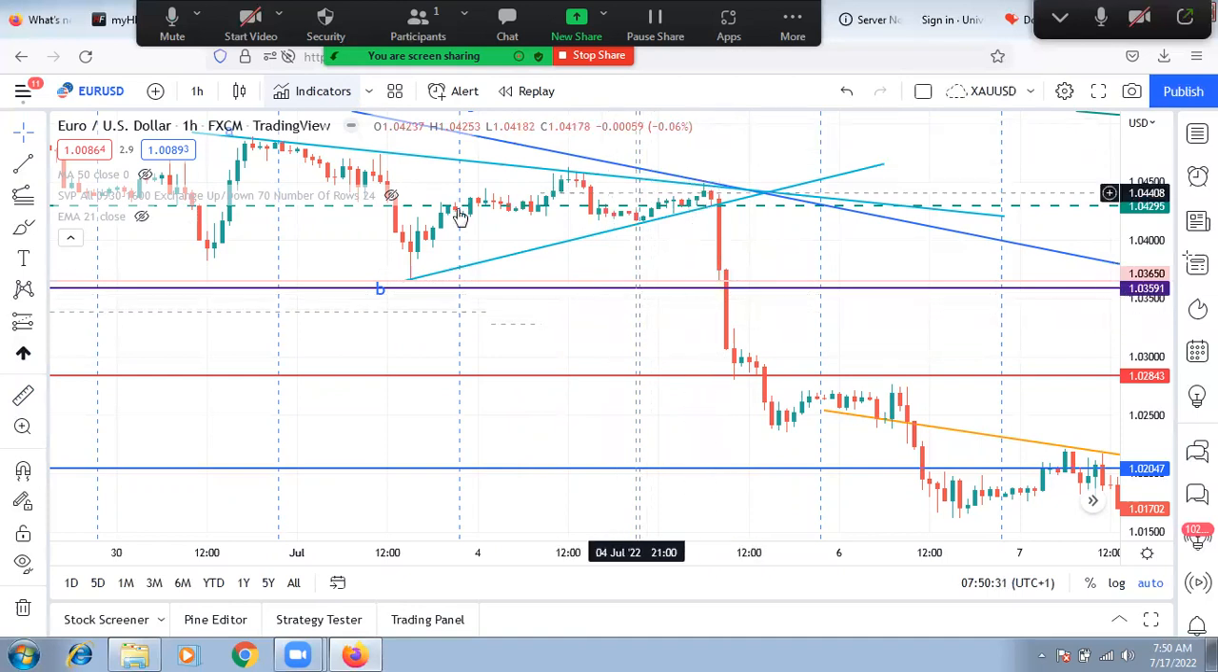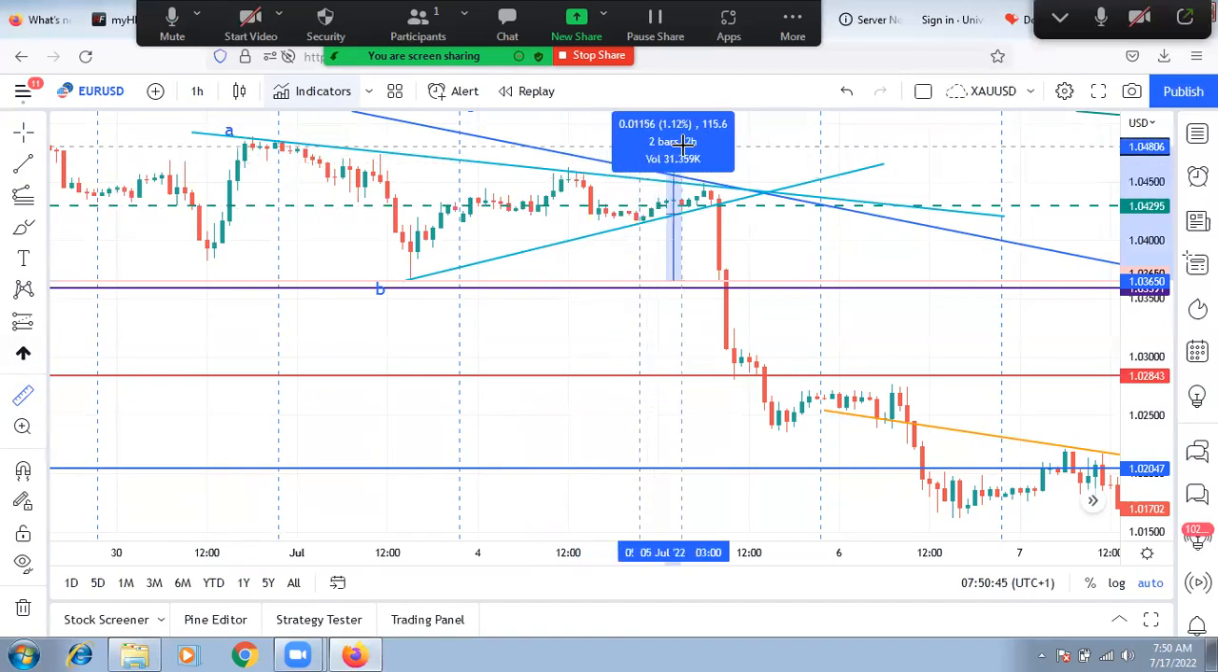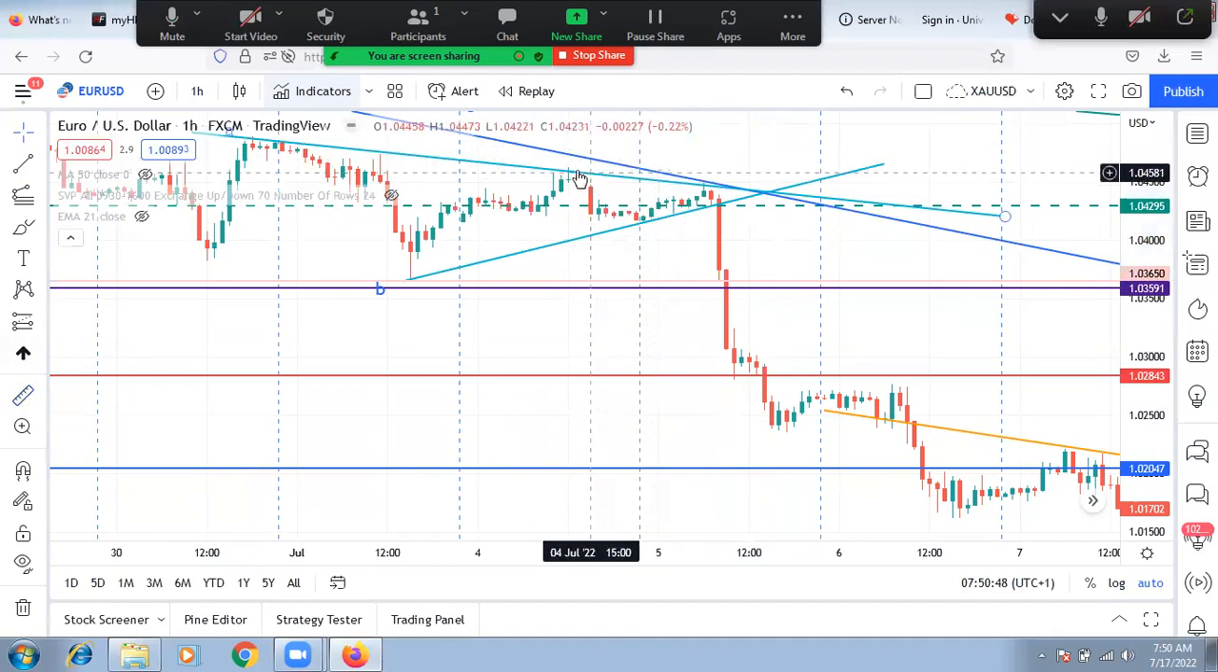So in that case, I will still gain an entry. I will still gain entry around here. I would have lost a decent move and probably put my stop loss above this level here.